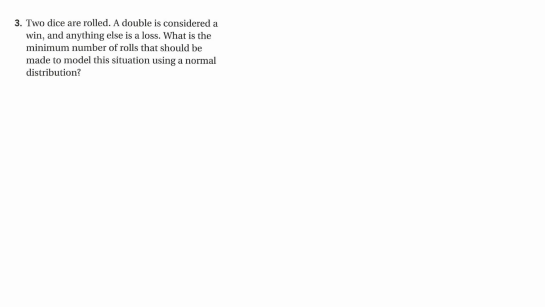2 dice are rolled, a double is considered a win, and anything else is a loss. What is the minimum number of rolls that should be made to model this situation using a normal distribution? Now remember, in order for that to be the case, np and nq both have to be greater than 5. Now, what is p here?